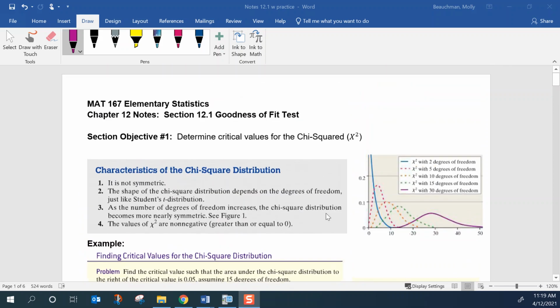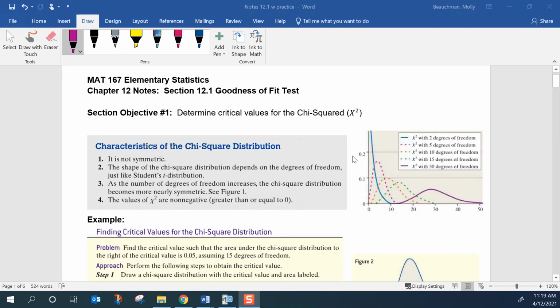In this video, we'll take a look at section 12.1, a goodness of fit test. This test is for qualitative data instead of quantitative data, and think of it as one row in a two-way table. So we first of all need a different distribution since we're going to be taking a look at qualitative data. And the distribution we're going to look at is called a chi-squared distribution.